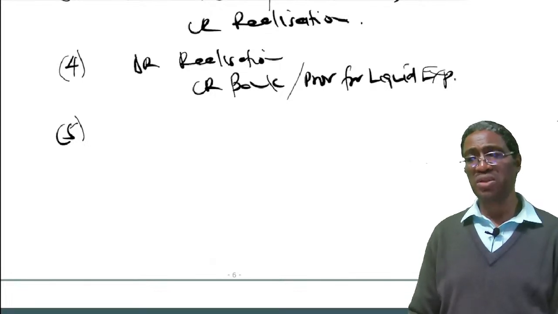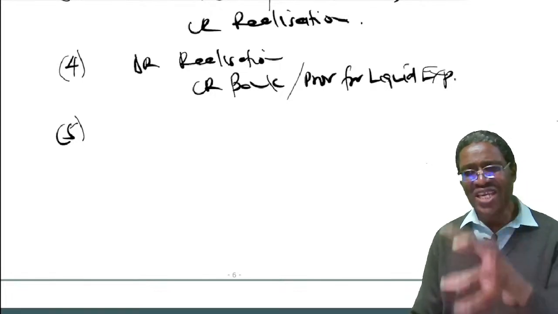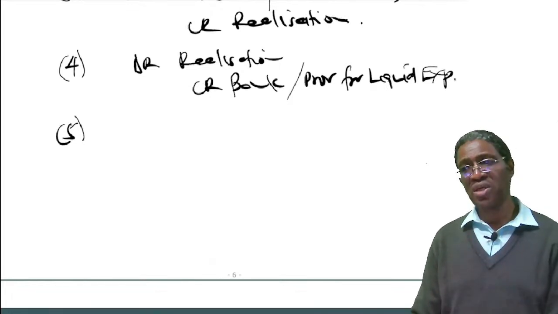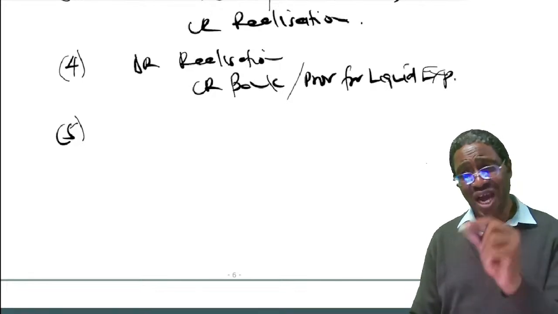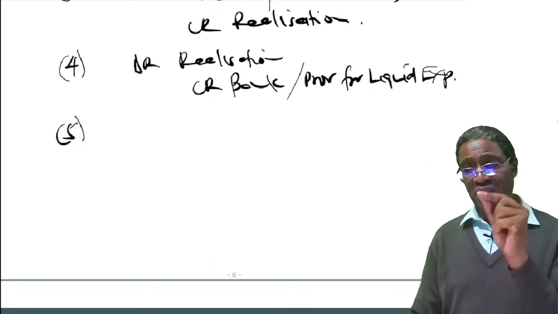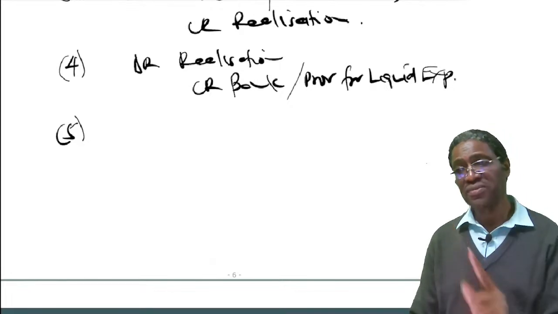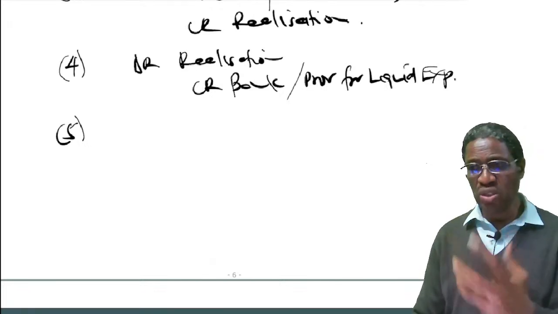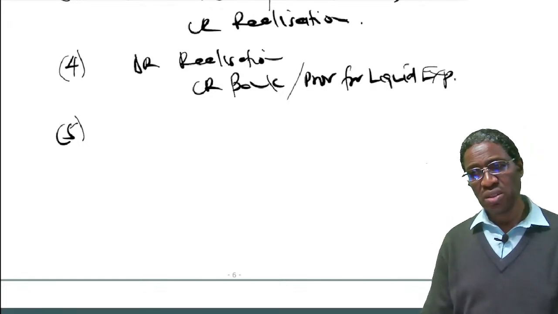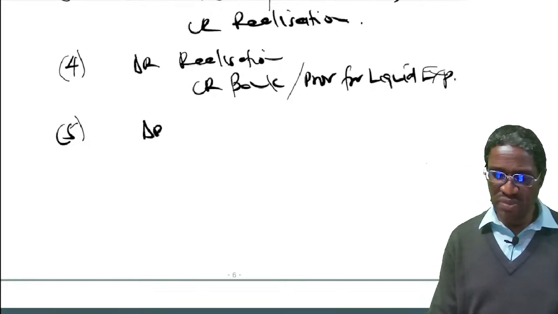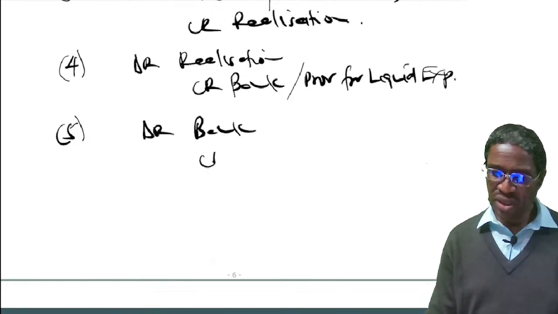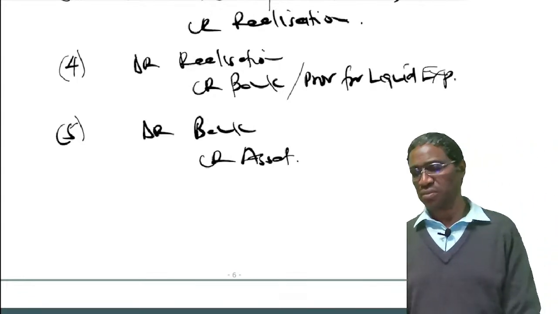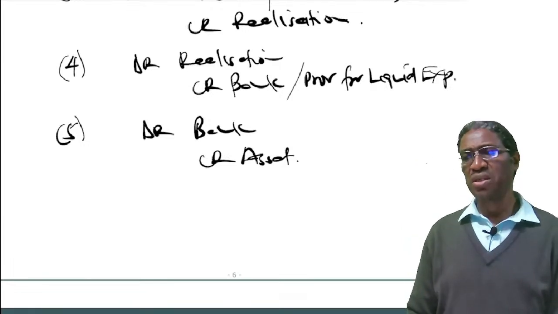Number 5, let me dictate it. Number 5 says, with any assets not taken over by the purchasing company but sold by the selling company, debit bank, credit asset.